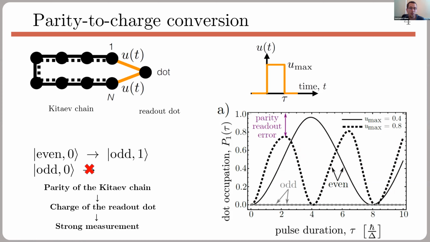The reason for this incomplete Rabi oscillation is quite simple. We have some high energy states in the Kitaev chain, and because of the strong pulses, we have some leakage from the subspace to the high energy state.